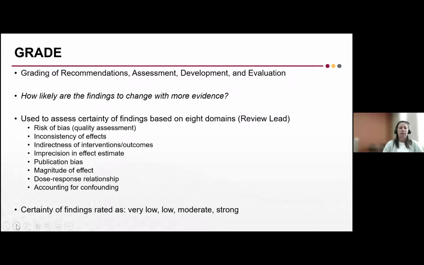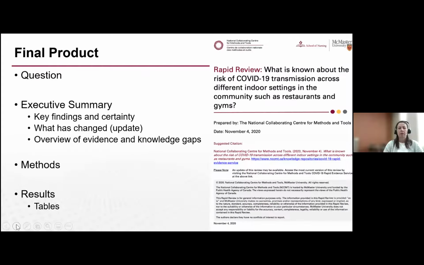At the very beginning, we did not do GRADE, but about 4 months into our rapid reviews, we started applying grades so that we could give an overall assessment for each statement we made in relation to the outcomes, how likely those findings were to change as more evidence emerged. And you can see here the 8 domains that are identified in terms of how you assess the certainty of that evidence. And here the evidence is rated, you can see, as very low, low, moderate, or strong. So we feel that this was a really important piece to add to the process.